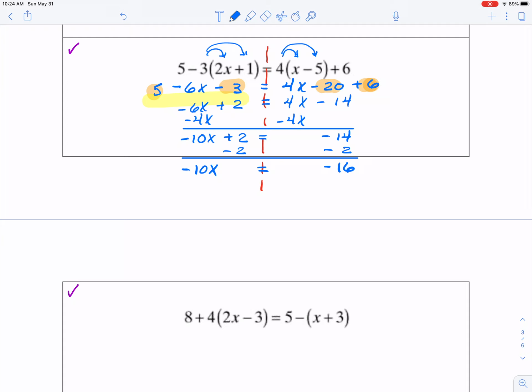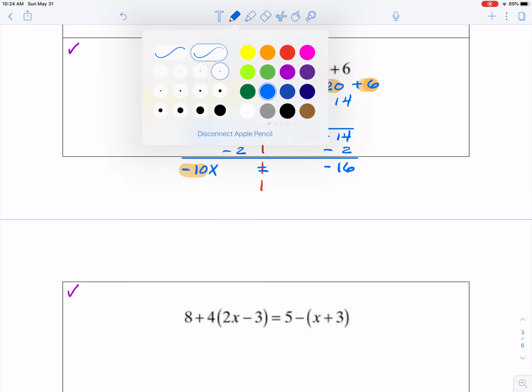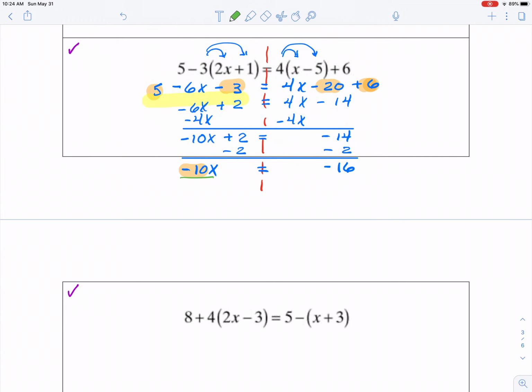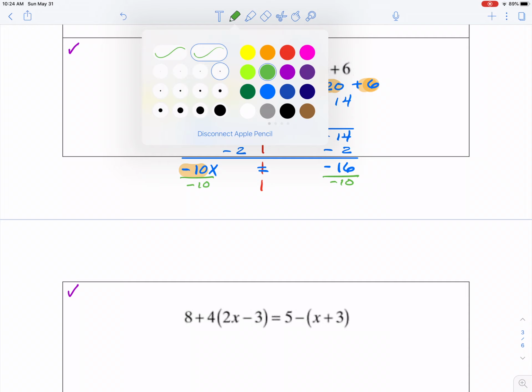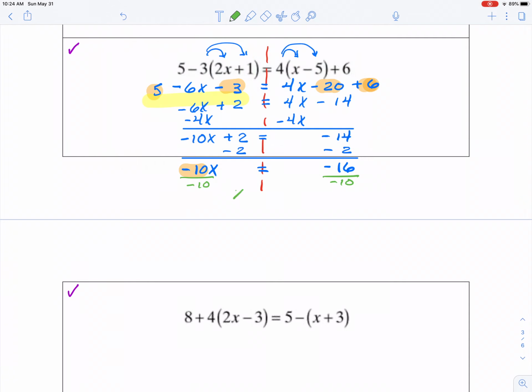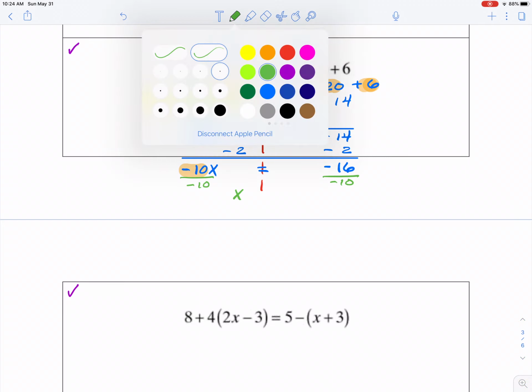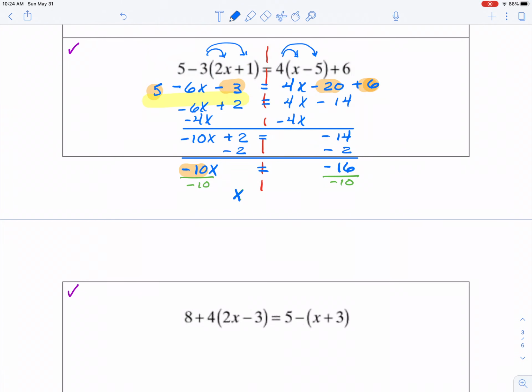All right, so the last move we talked about earlier, you always want to divide by whatever that numerical coefficient is on the variable. Let me go ahead and write that down. So I'm going to be dividing here by -10 on both sides to maintain that balance. That, of course, is going to give me a +1 in front of the variable x. Here's my equals mark.